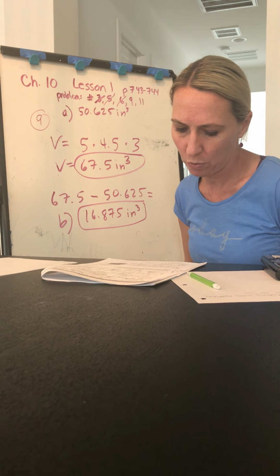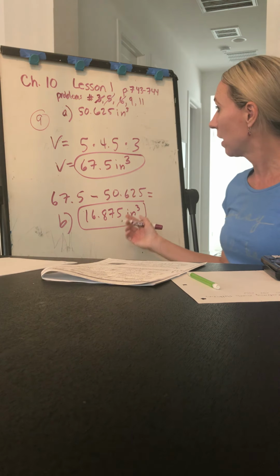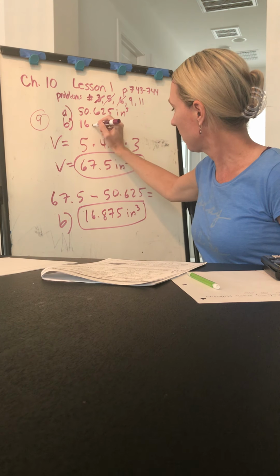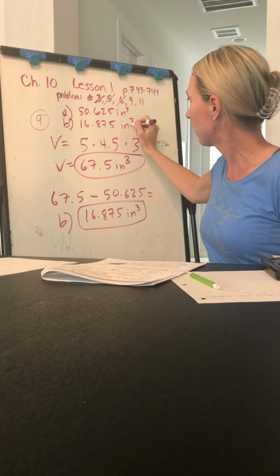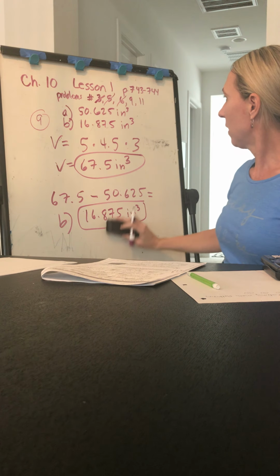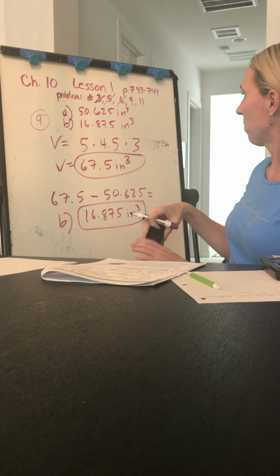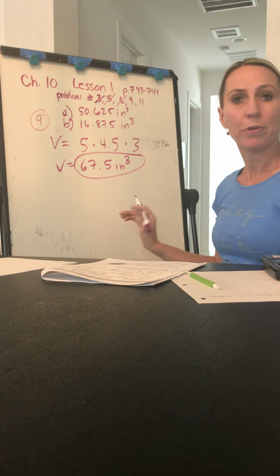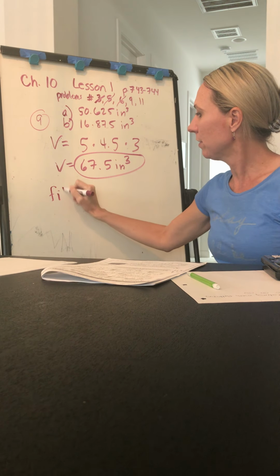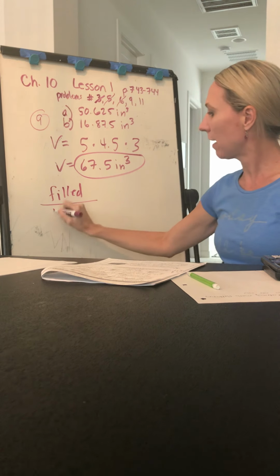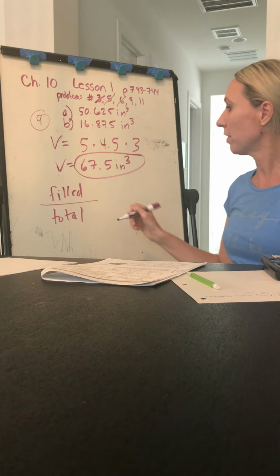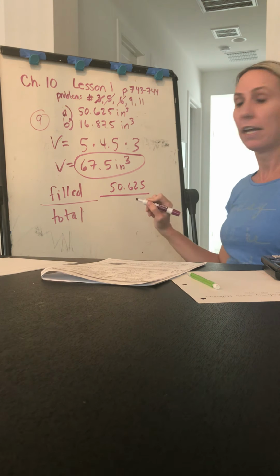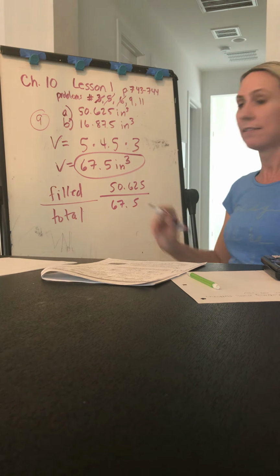And then C says what percent of the container is filled with sand. So for percent, B is 16.875 inches cubed, and that's how much more, but let's keep this number 67.5 important. For percent, you always put the total on the bottom. How much it's filled with sand, we're going to put on the top. It's filled up to 50.625, and we're going to put that over the total that it can hold, which is 67.5.